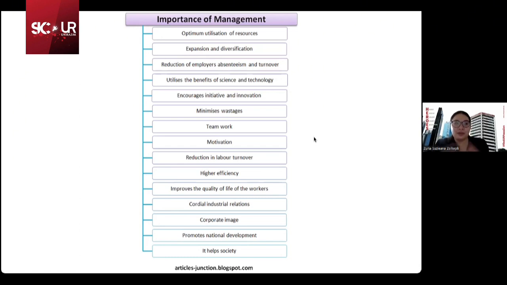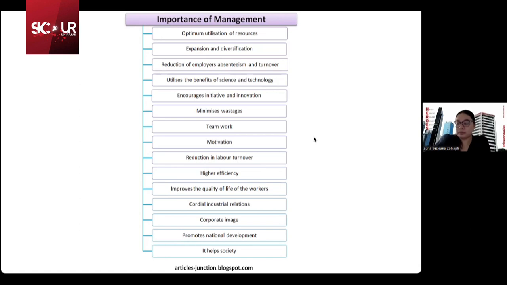Effective means that when you do something, you achieve your goal. You achieve whatever you want without having to change or make modifications and so on. So if it keeps on requiring modification or change, it means that maybe the first planning is not that effective. So these are the importance of management.